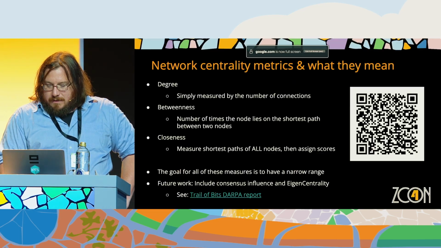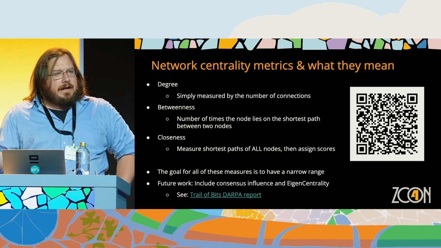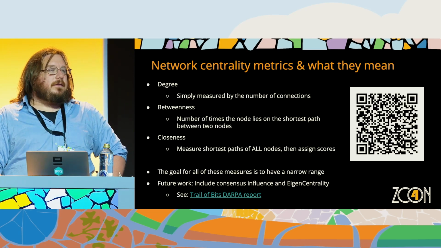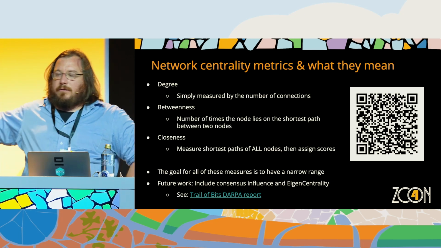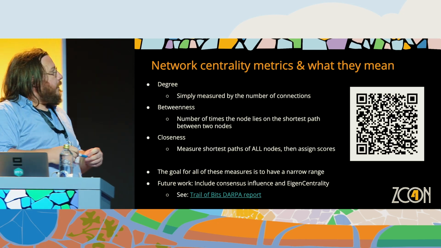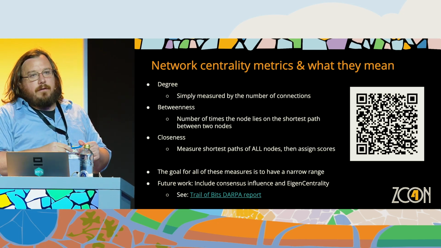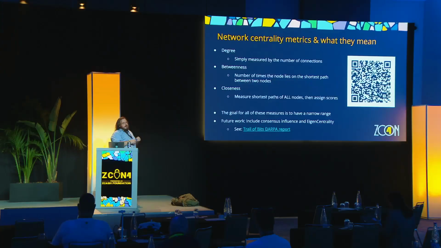So that's fun. So what does that stuff mean? Well, degree is the simplest one. Sometimes you'll just hear it called centrality. It's just the count of connections in the node. And the more connections a node has, the more central it is, the more of a degree of centrality it has. Betweenness gets a little bit more interesting because you have the shortest path between two nodes, and the more your node shows up on that shortest path, the more between-y it is. And then closeness is a statistical measure.